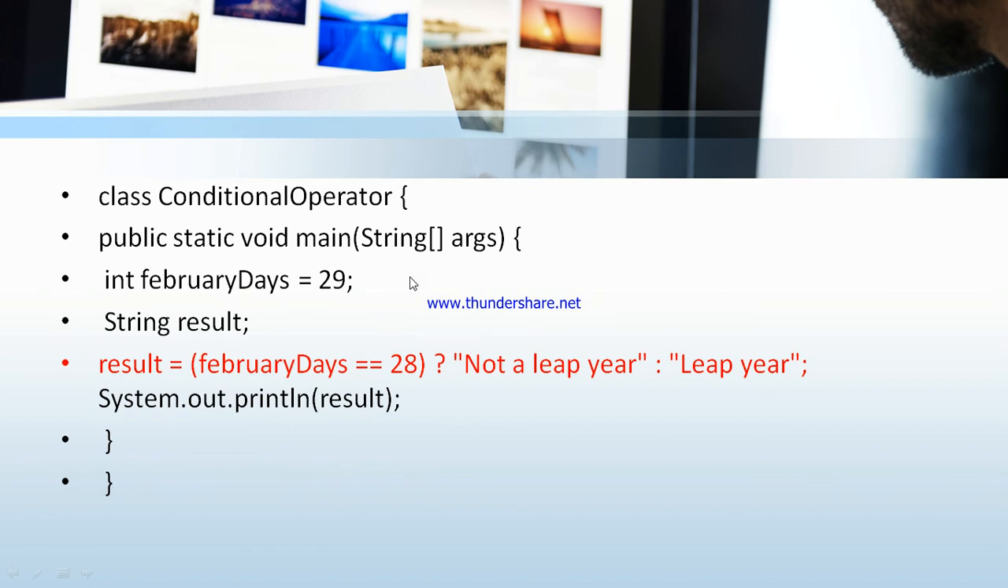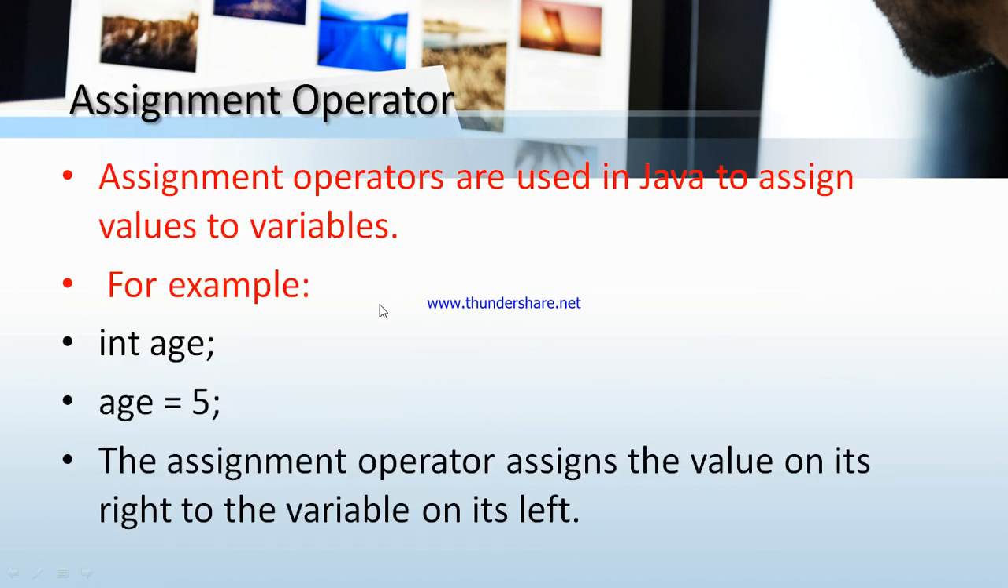For example, I have a program called class ConditionalOperator, where I am giving int februaryDays equal to 29 and String result. I want to check the condition. I am giving result equal to februaryDays, and a ternary operator is used here, not a leap year or leap year. Whenever you run like this, it will print the result. If the first condition is true, it will print not a leap year. If the condition is false, it will go and print leap year. So we will go for execution now.